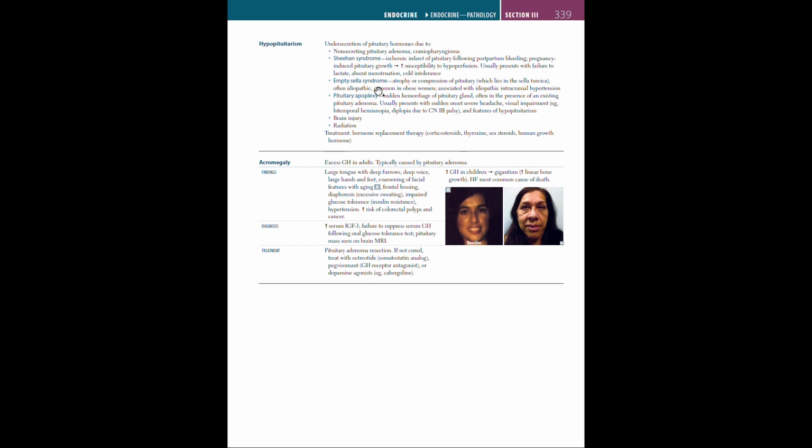Empty sella syndrome, which means sella is the place where pituitary is sitting. So empty sella syndrome. Here you have atrophy or compression of pituitary, which lies in the sella turcica, often idiopathic, common in obese women, associated with idiopathic intracranial hypertension. Pituitary apoplexy, which is sudden hemorrhage of pituitary gland, often in the presence of an existing pituitary adenoma. Usually presents with sudden onset severe headache, visual impairment, example bitemporal hemianopia, diplopia due to cranial nerve 3 palsy, and features of hypopituitarism, brain injury, and radiation.